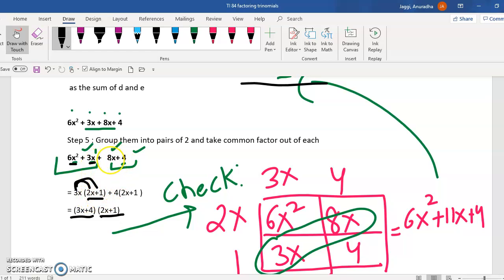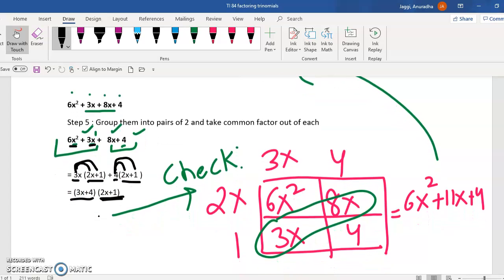Similarly, the common factor between 8x and 4 is 4. And then the next factor you need to form so that when you multiply 4 with what, it will make 8x. 4 with 2x makes 8x. 4 with what makes 4? 4 times 1 makes 4. Be careful of the signs. Then you take the common 2x plus 1 out, and whatever remains, 3x plus 4, you make the next factor.